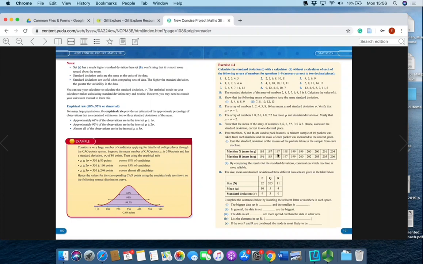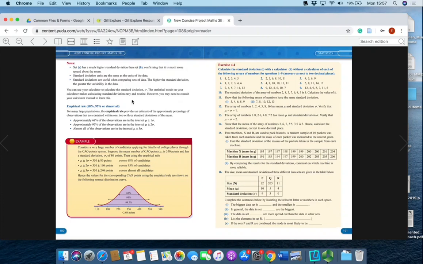For question 15 you'll have to do it twice, in that you'll have to put machine X into the calculator first to get its standard deviation, and then you'll have to put machine B, its own table, in and get its standard deviation, so you can't do the both at the same time. So try them too. Let's see how you get on.